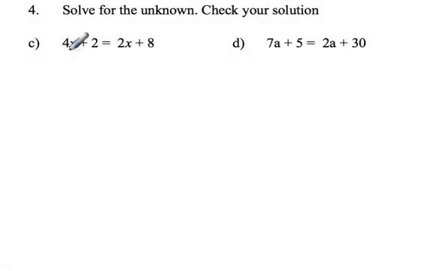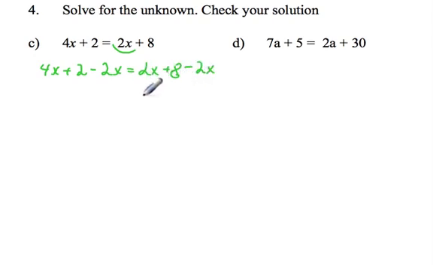For question C, we would have to collect all the x terms on the one side of the equation and all the constant terms on the other first. So I'm going to start by moving 2x from the right side of the equation to the left. Here 2x is positive, so if I subtract it on the right side, it's going to equal 0 and move to the left. So I'm going to write 4x plus 2 minus 2x equals 2x plus 8 minus 2x.